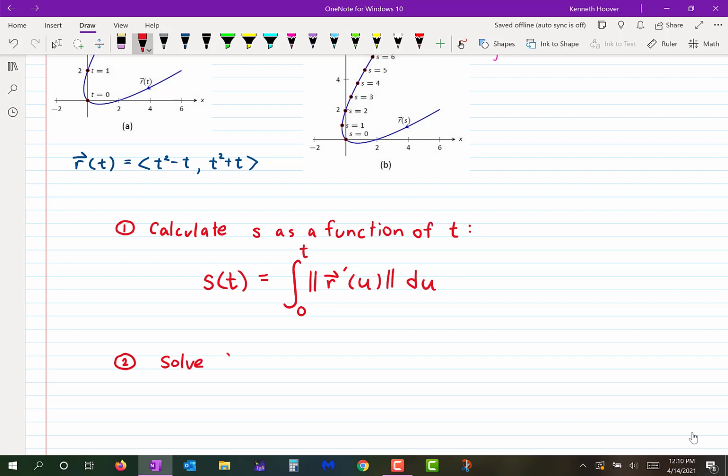Solve for t in terms, let me say it like this, as a function of s. Okay?